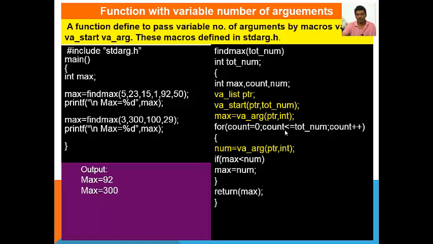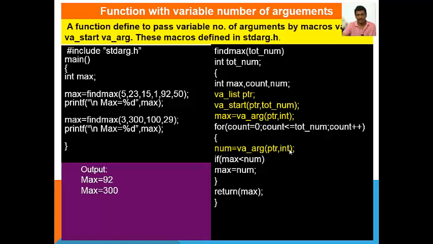For count equal to 0, count less than or equal to total_num, which is 5, count plus plus. num equal to va_arg of ptr comma int. So here also we are using va_arg. It will get the next value from the sequence, that is 15. So we take 15 and assign it to num. Now num is 15. Then it compares with max. Max is 23, num is 15. 23 less than 15, condition false. So it continues the loop.